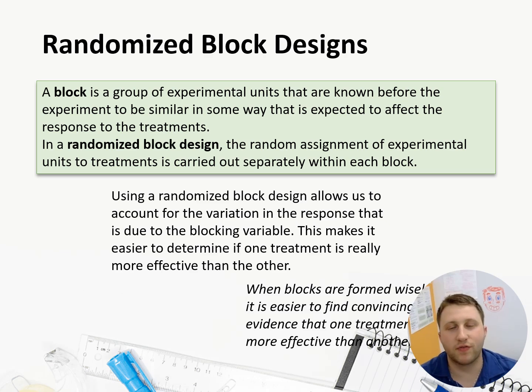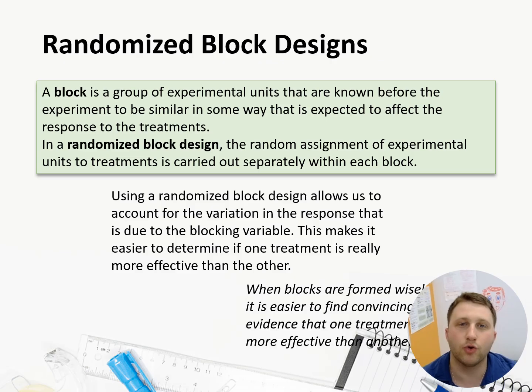Now, like stratified random sampling can be thought of as the fancier, more statistically beneficial, in terms of precision, way of sampling, we have randomized block design as the fancier or more precise way of assigning experimental units to treatment groups. So again, blocks are groups of experimental units that are known before the experiment to be similar in some way related to that which you're measuring.